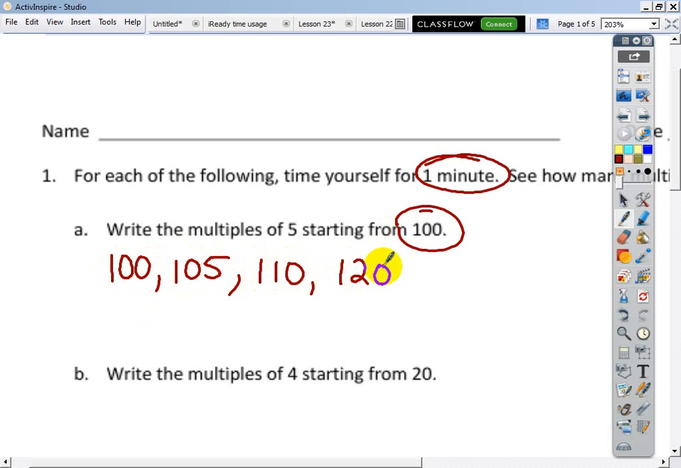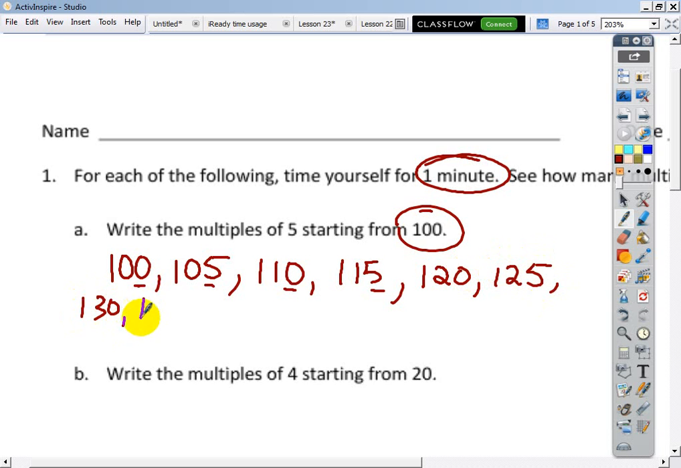120. Oops, I skipped one. 110, 115. So the pattern would be a 0, 5, 0, 5, 0, 120, 125. So if you just think about the tens, it's 5. There's the 10. There's the 15. There's the 20. There's the 25. Just put a 1 in front of it and you've got it.